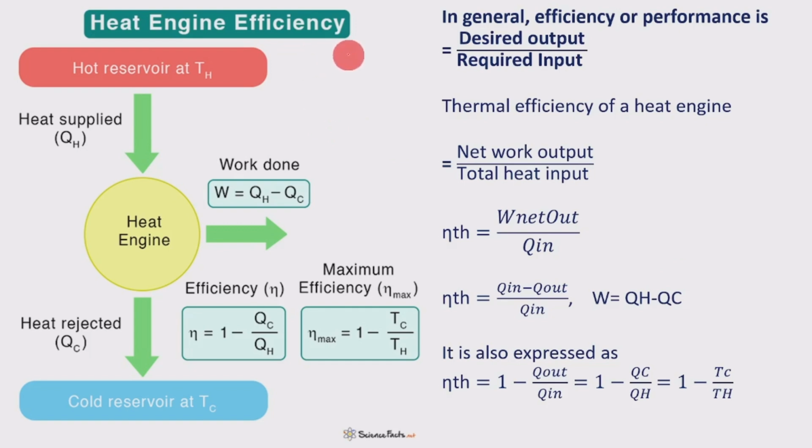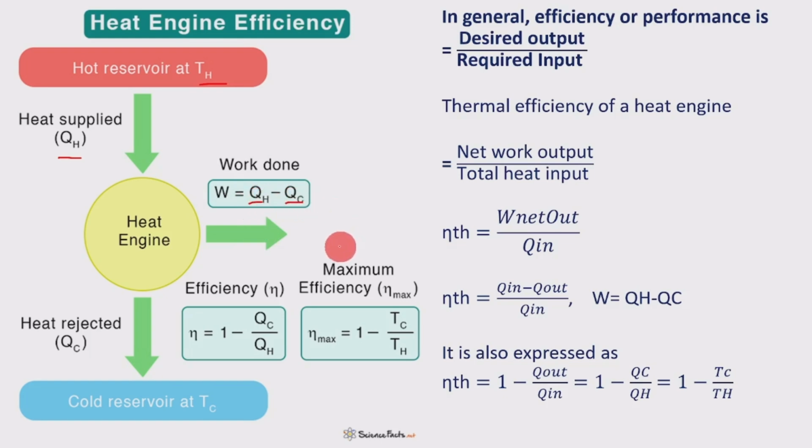Here, heat engine efficiency. Here we'll consider heat is supplied at a QH amount from the hot reservoir at temperature TH, or higher temperature reservoir, and that heat engine converts part of that heat into work, and the remaining heat it will be rejecting, that is the heat rejected as QC, the heat rejected to a cold temperature reservoir, or we can say the cold reservoir at temperature TC. Then work done will be the difference between the heat supplied and the heat rejected, QH minus QC.